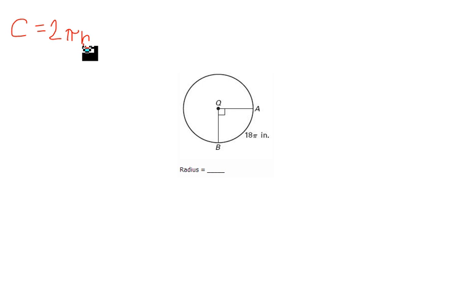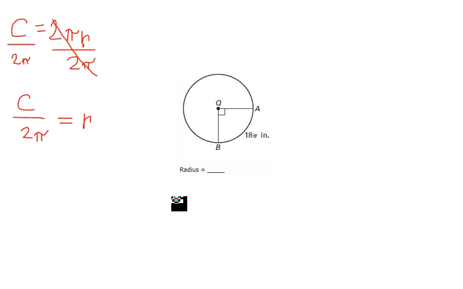Well, let's go ahead and rewrite this formula. If I divide both sides of this equation by 2 pi, the 2 pi's will cancel, and now I have r equals c over 2 pi. And that's what we're going to use. Sometimes people like to plug in the numbers first and then do the rearranging, but this way all you have to do is plug in numbers and the answer is right there. So our goal is to find out what c is, plug it in, and that'll give us r.